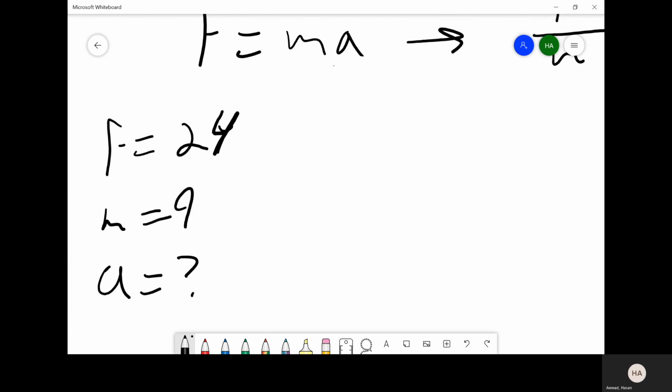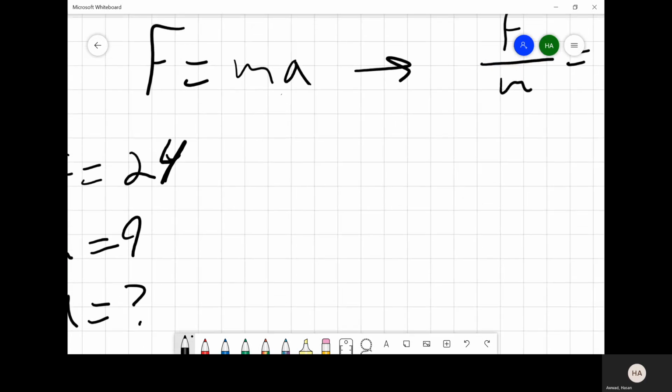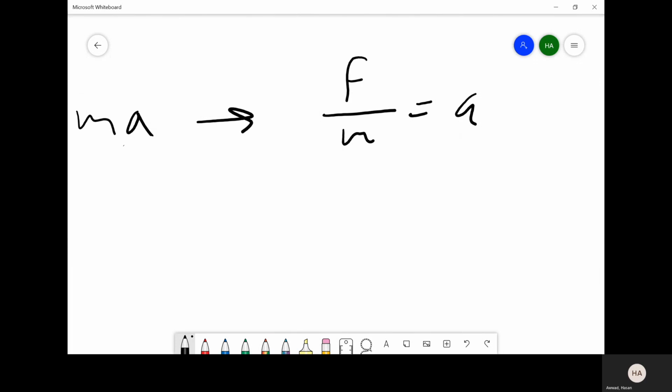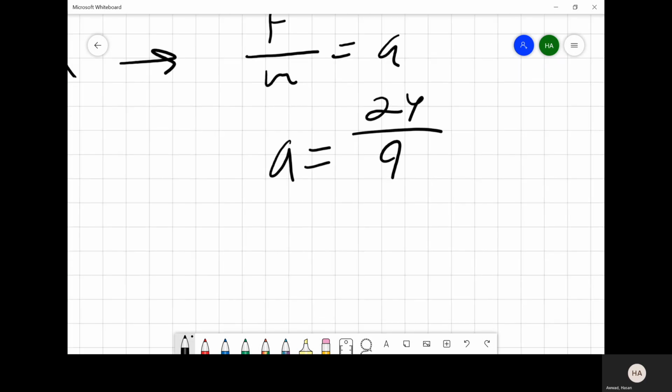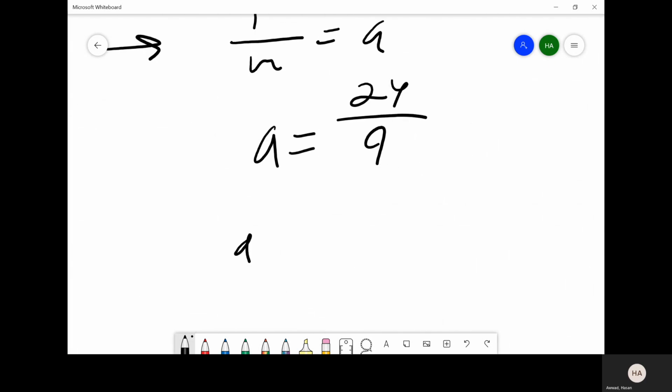We're just going to plug in the numbers that we were given, right? 24 is force, 9 is going to be our mass. So A is equal to 24 over 9. And we say to ourselves, okay, great, 24 over 9. Both of them are divisible by 3, right? So I can pull 3 out. 3 times 8, 3 times 3.